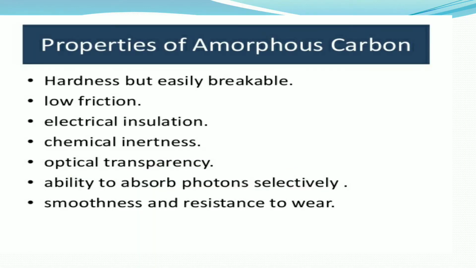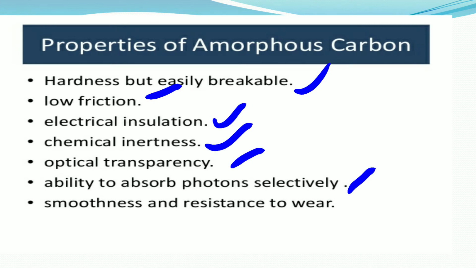What are the properties of amorphous carbon? They have hardness but are easily breakable. They have low friction. It is used as electrical insulation, with chemical inertness and optical transparency. It has the ability to absorb photons selectively, and has smoothness and resistance to wear.